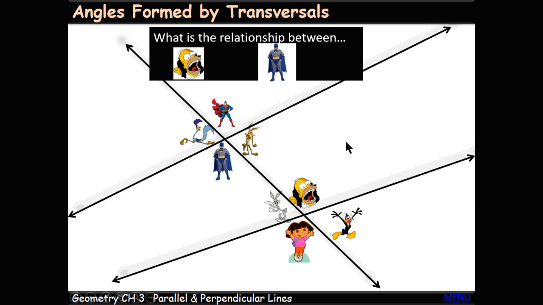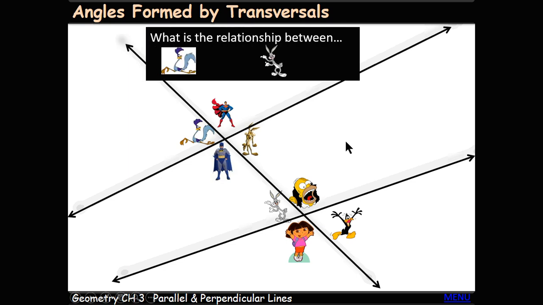How about, oh, we already did Homer and Batman, so let's try the Roadrunner over here on the left and Bugs Bunny down here. Roadrunner and Bugs Bunny. So the first thing you'd ask yourself, are they same side or alternate? And then are they interior or exterior? This one's a little bit tricky because they are same side, but the Roadrunner is an exterior angle and Bugs Bunny is an interior angle. So when that happens, you need to check to see if they're corresponding. These two angles are in the same location. The Roadrunner's at the left side of his intersection and Bugs Bunny's at the left side of his intersection. These are corresponding angles.